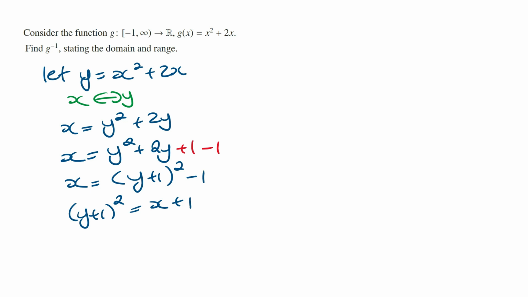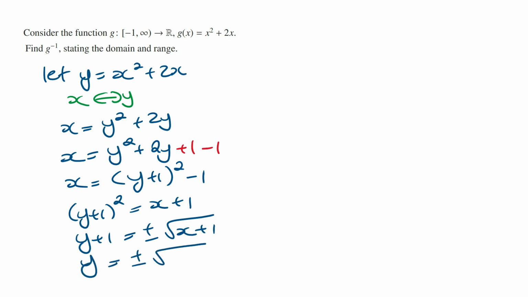Taking the square root of both sides, we're going to get y plus 1 is equal to plus or minus the square root of x plus 1, and so y is going to equal plus or minus the square root of x plus 1 and then minus 1. Now here's where you need to be a little bit careful. This rule isn't a one-to-one function, and so what we need to do is choose the correct rule, either the positive or the negative.